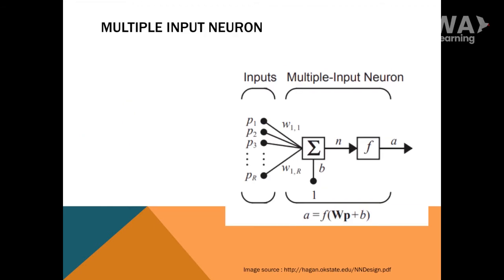Next, we have multiple input neurons. The calculation is the same as a single input neuron, except for N. Here we have some inputs denoted by letter P1 until PR, and a weight for every input. We get N from summing all inputs multiplied by the corresponding weight plus bias.